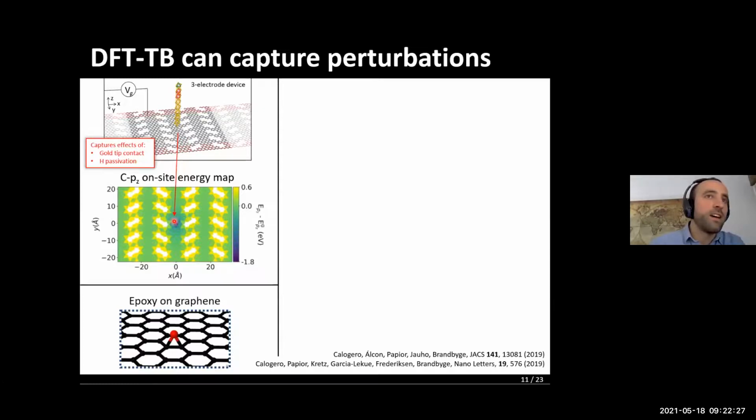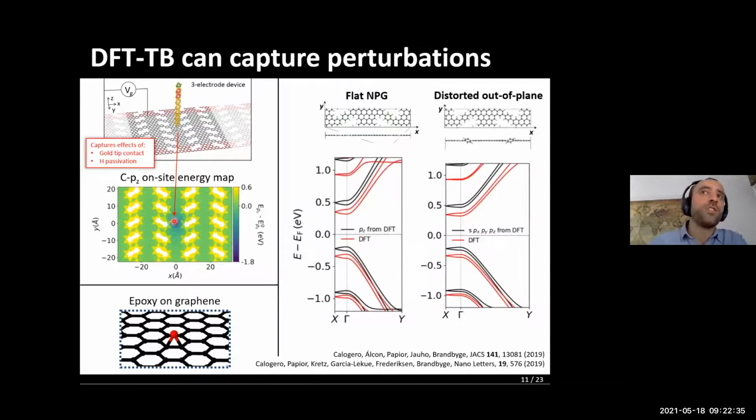Perturbations also like defects, as in this case of an epoxy on graphene. I will show you something about this in the second part of the talk. But also if you want to study distorted systems, if you consider, for example, the nanoporous graphene again, you can actually reproduce the DFT bands not only for a flat system, but also for a distorted out-of-plane system, simply by adding the sigma orbitals to the final Hamiltonian. Apart from these rigid energy shifts that I mentioned before.